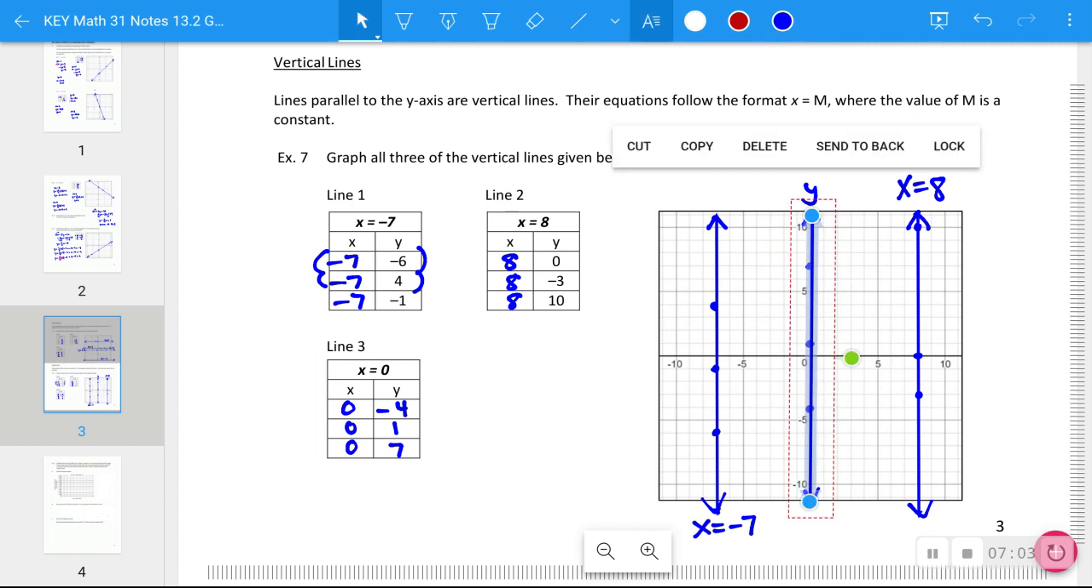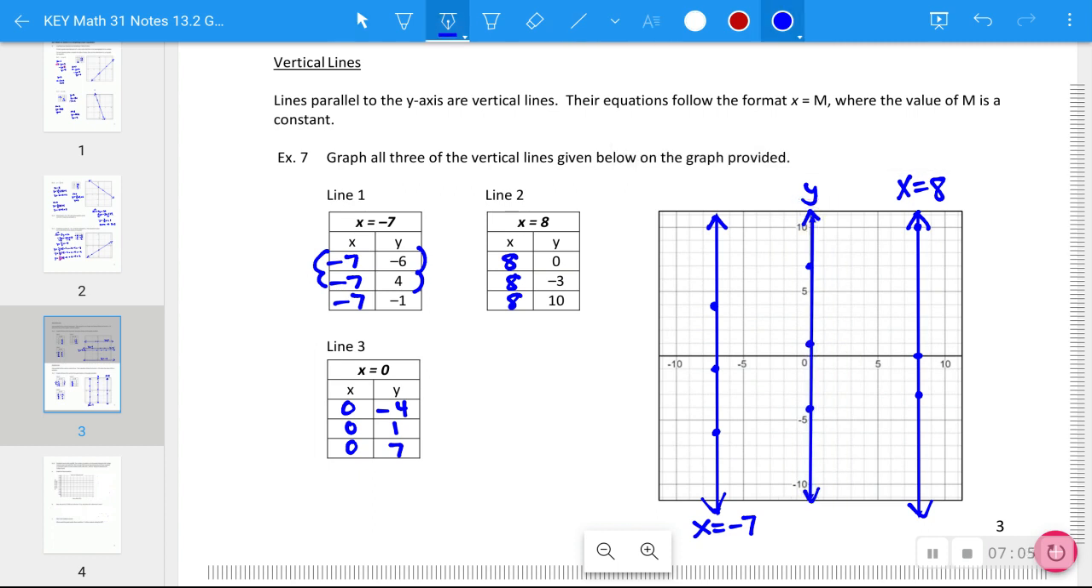So the y-axis has a formula of x equals 0. So that's the formula for the y-axis, x equals 0.